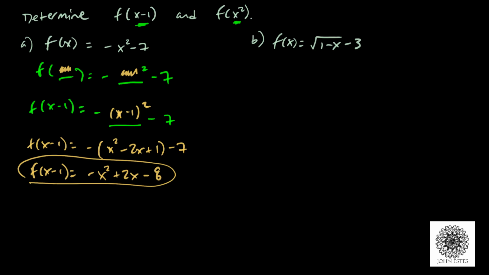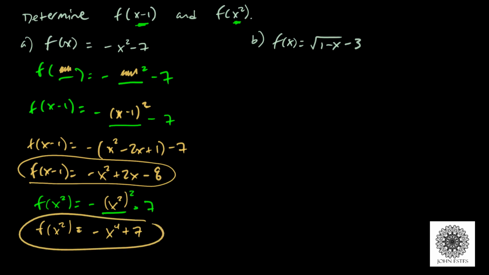Now if I wanted to say what's f of x squared, this time I need to replace that box with the value x squared. So I have negative x squared quantity squared minus 7. And so that cleans up to be negative x to the 4th minus 7. Okay, and there's my function value of x squared, f of x squared.